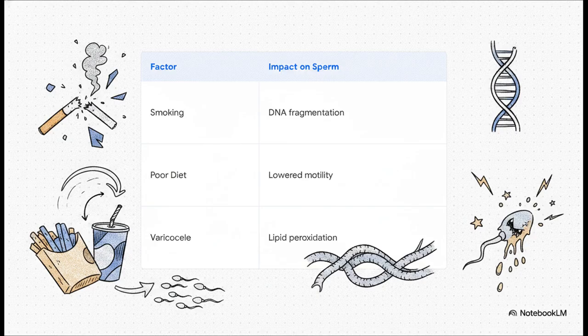Clinical data shows that lifestyle factors like poor diet and smoking, or medical conditions like varicocele, massively increase the production of reactive oxygen species, or ROS. Think of ROS like a kind of biological rust. Because sperm have very little natural defense, an excess of this rust causes severe oxidative stress. It physically damages their cell walls and fragments their DNA, totally destroying their ability to move and fertilize.